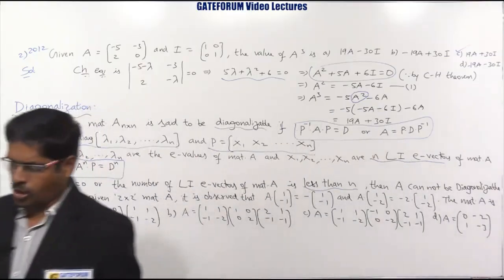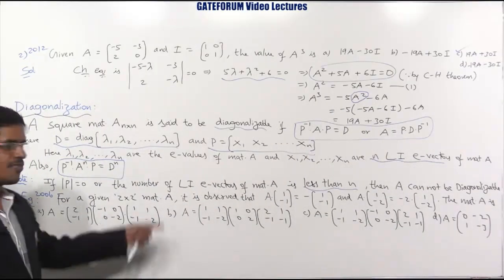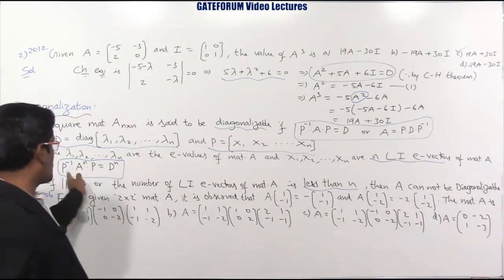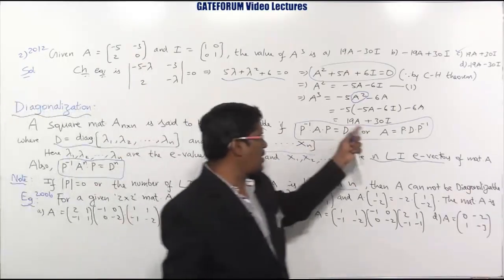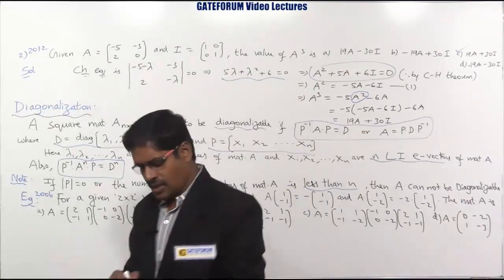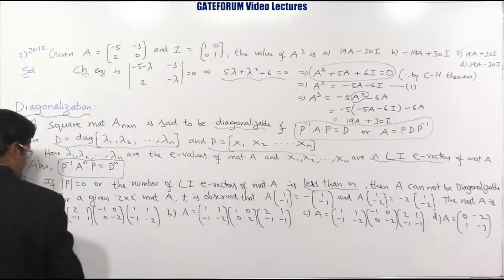So depending on the options, the majority of the options are a product of three matrices. In the above definition we have a product of three matrices. So that's why I am giving priority to applying diagonalization for this solution.